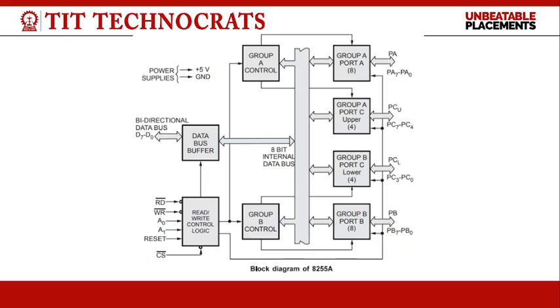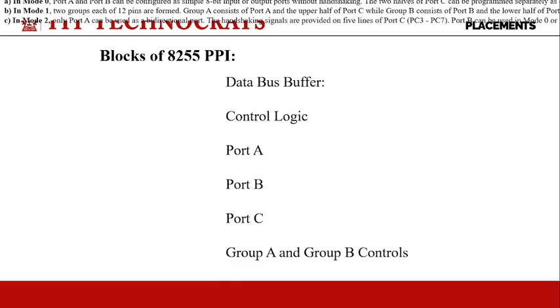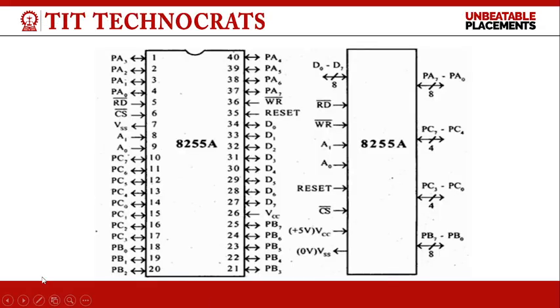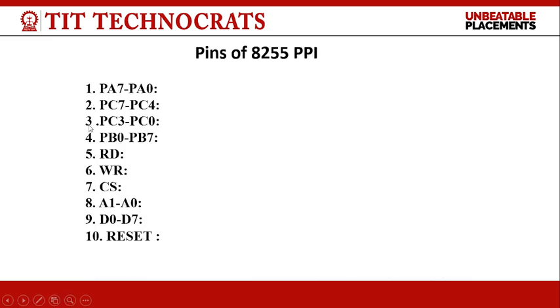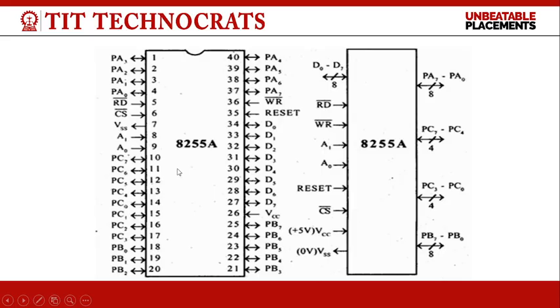That means port A, port B and port C together consist of 24 pins out of this 40 pin IC, that is PA0 to PA7, PB0 to PB7 and PC0 to PC7. Now other than these, there are some more pins available, for example RD bar, CS bar, WR bar.